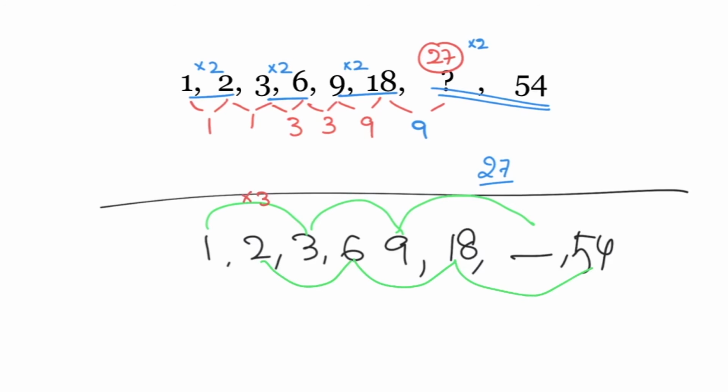1 into 3 is 3. Ratio is constant. 3 into 3 is 9. 9 into 3 is 27. Missing term is 27. And second series, 2 into 3 is 6. 6 into 3 is 18. 18 into 3 is 54. Balanced. So missing term is 27.